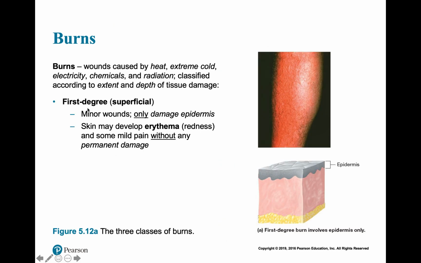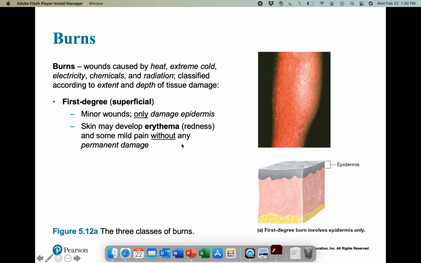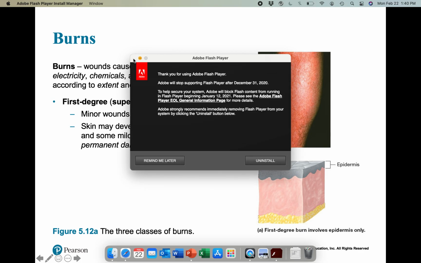So burns are caused by extreme heat, extreme cold, electricity, chemicals, or even radiation. And we classify burns based on the extent of the damage on the surface of the body, as well as the depth of the tissue damage. So if you've ever heard of a first degree or a superficial burn, it's called first degree or superficial because it's primarily the epidermis that is damaged by the burn. You may see erythema. This is redness. This has to do with blood being stimulated to that area.